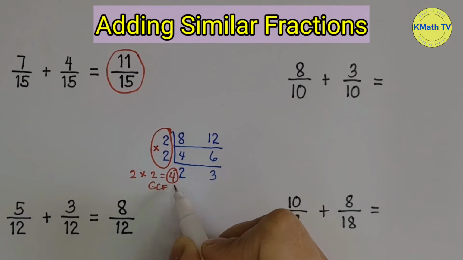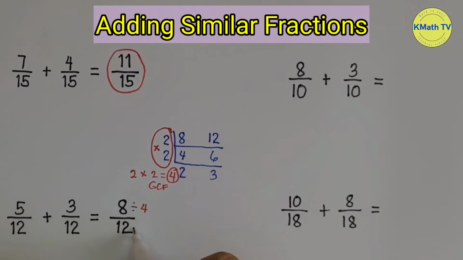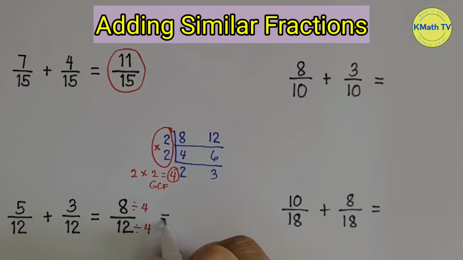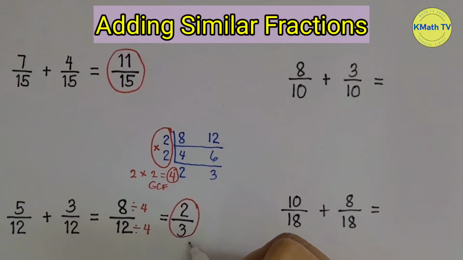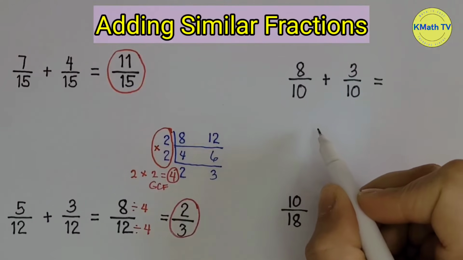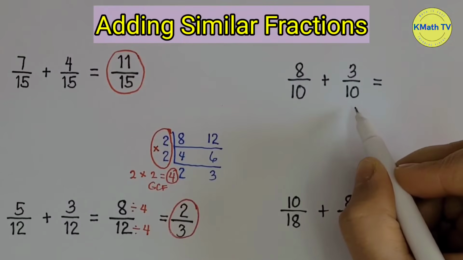Now let's use this GCF to reduce the fraction to lowest term. Let's divide the numerator and the denominator by 4. Okay, 8 divided by 4 equals 2. 12 divided by 4 equals 3. The answer is 2/3. Next, let's add 8/10 plus 3/10.